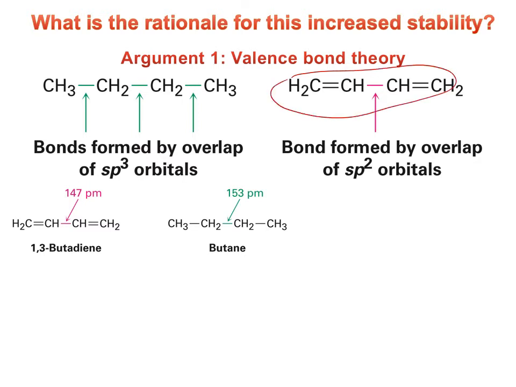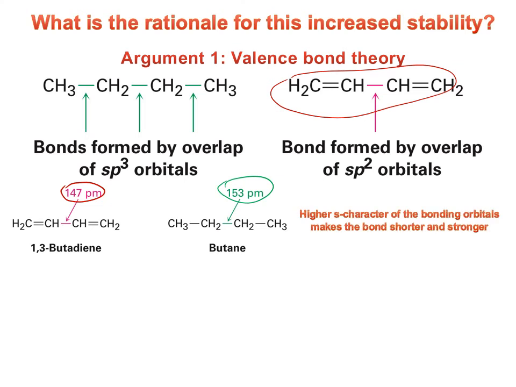And we can see this when we look at the bond lengths. In 1,3-butadiene, this bond length is 147 picometers, whereas in butane, it's 153. So that bond has higher s character in those two sp2 bonding orbitals, so this makes the bond shorter and stronger. And if we look at the resonance structure here for butadiene.